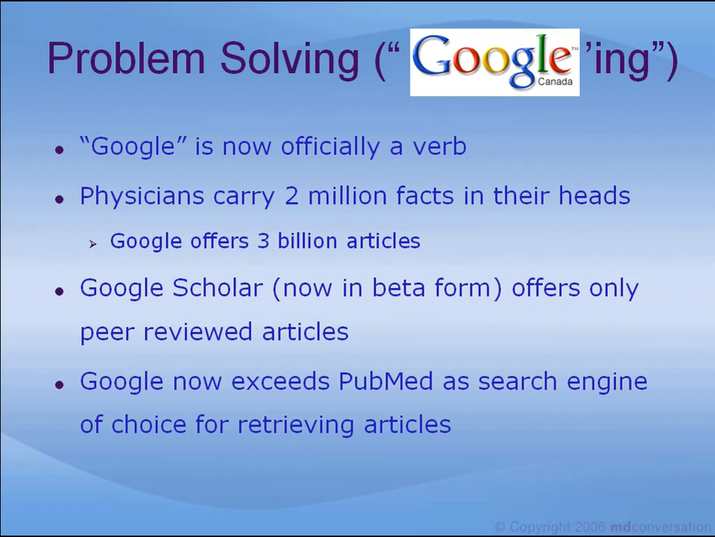If you haven't seen it already, there's a new product by Google called Google Scholar. It's in a beta version. It's available now if you want to check it out. And it offers only peer-reviewed articles, so it's trying to further penetrate the field of delivering health information. Google has already taken over from PubMed, apparently, as a search engine of choice for retrieving medical articles.